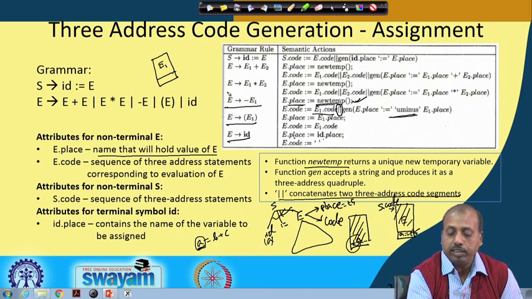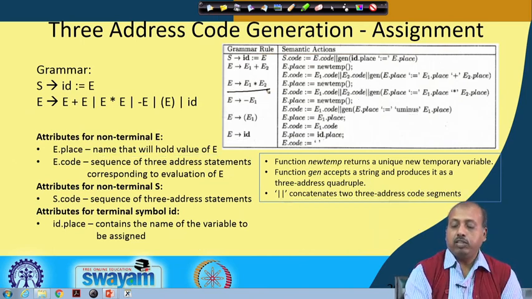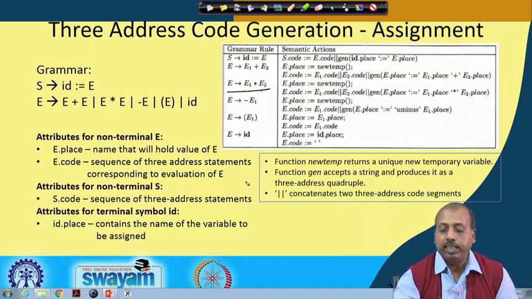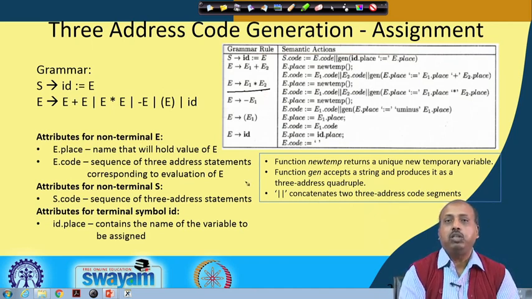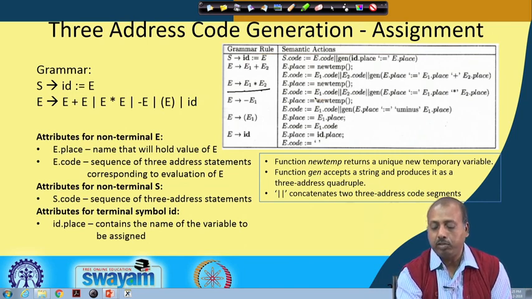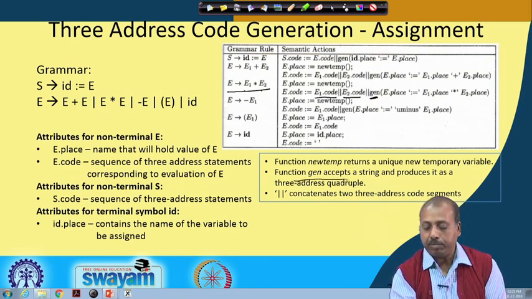Similarly, if we look at this statement E producing U1 star E2, then also in the code for E I should have the code to evaluate E1, the code to evaluate E2, and then I should generate an additional piece of code that will multiply E1.place and E2.place. So, E1.code concatenated with E2.code concatenated with this gen function. The gen function accepts a string and produces it as a 3 address quadruple.